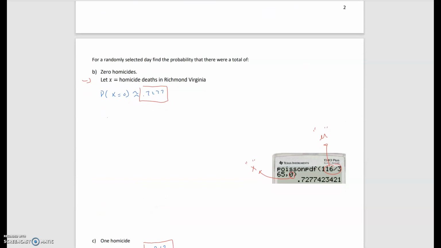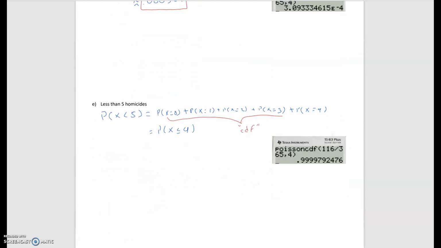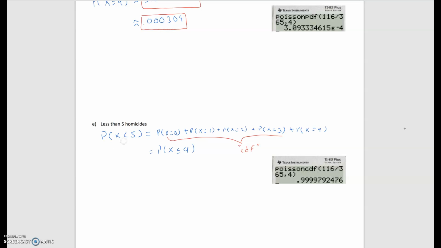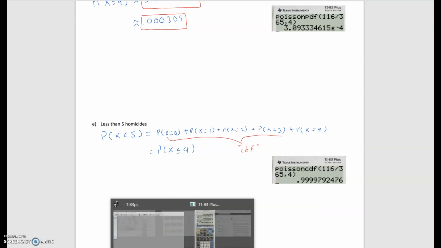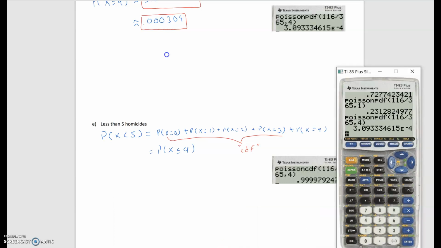So in this case, less than 5 means from 0 on to 4, and we're not including 5, or less than or equal to 4. So for this one, we're going to be evaluating the CDF of 116 divided by 365, and we want to evaluate all the way to 4. And this gives us, well, almost technically 1.